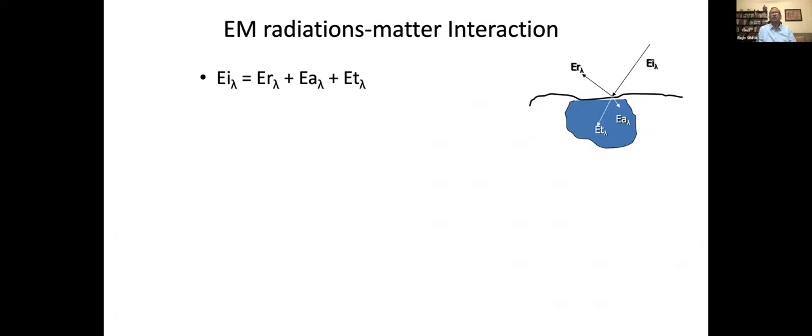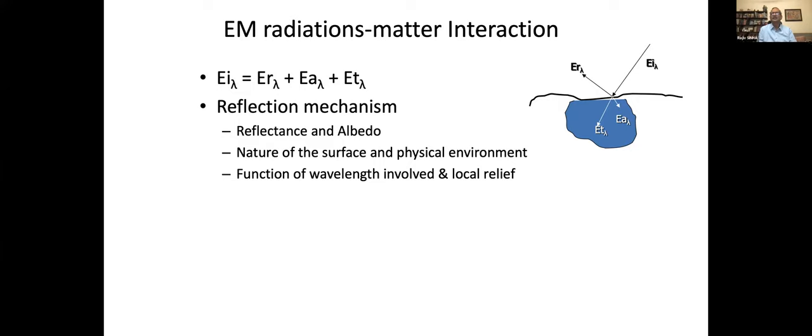Then let's talk about what happens when these electromagnetic radiations fall on the Earth's object and how they interact. This energy, when it is falling, interacts in three different ways. Part of that is, of course, reflected, as I said. Part of that is absorbed. And part of that is transmitted. This transmitted energy eventually will come back as emission as well.